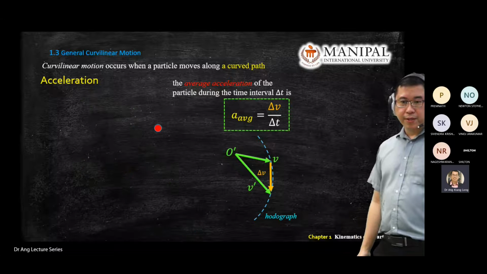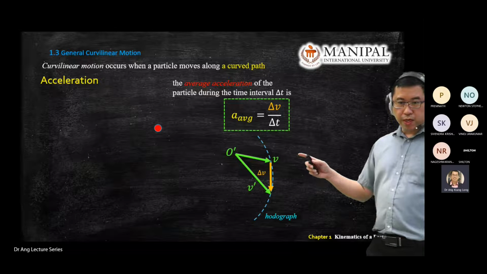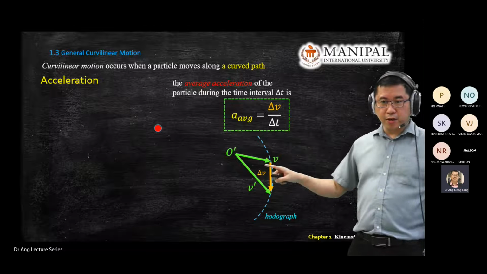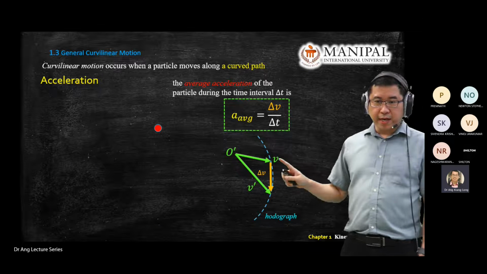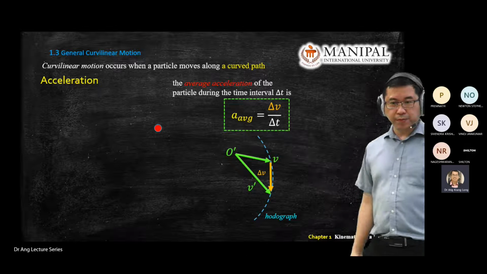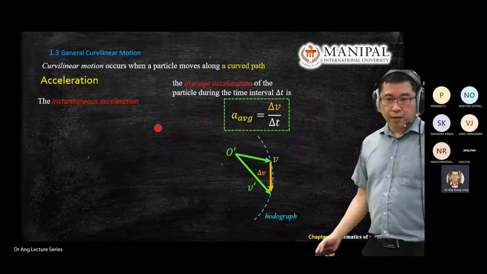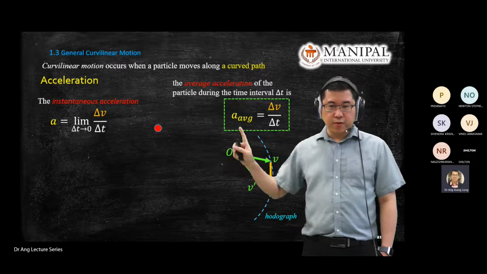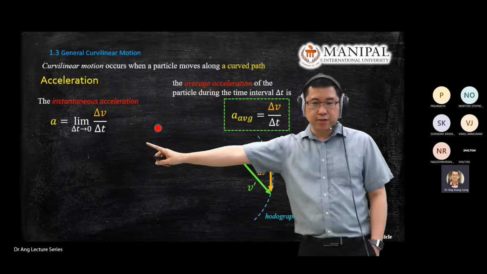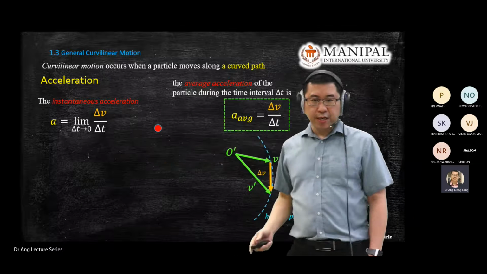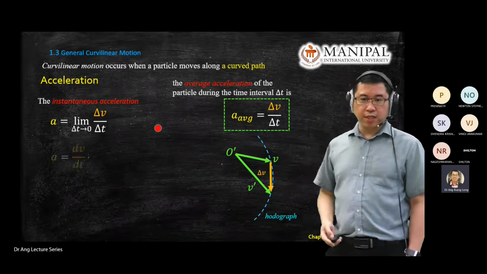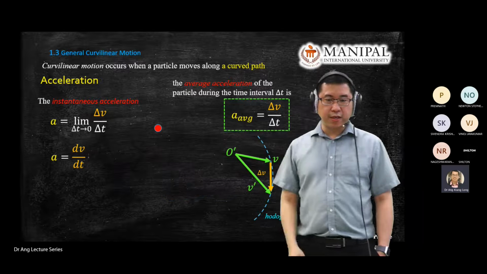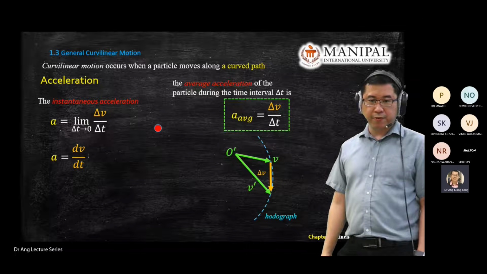Okay, so we will move away the diagram on the left, and we focus on hodograph and this equation. So average velocity, this direction, this equation, and instantaneous acceleration, we use limitation. We change the delta into d. A equal to dv dt. That's what you learned in your linear motion just now, previous class.